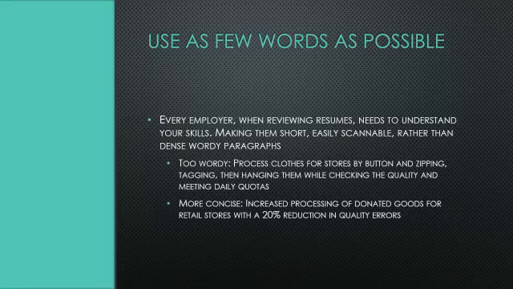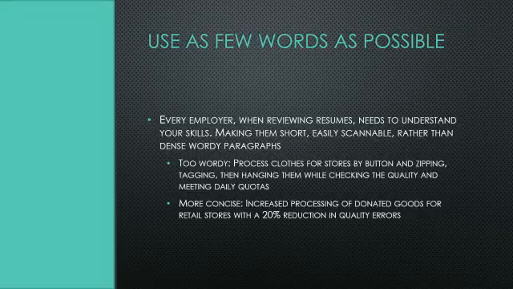So you could say, process clothes for stores by button zipping, tagging, then hanging them while checking the quality and meeting daily quotas. Okay, that's a lot of words, and it kind of gets confusing. Yeah, it broke down the process for them, but is an employer really worried about the process that you took to process those clothes? Is he looking for each individual step, the button zipping, tagging, and hanging? The employer's not really worried about that.